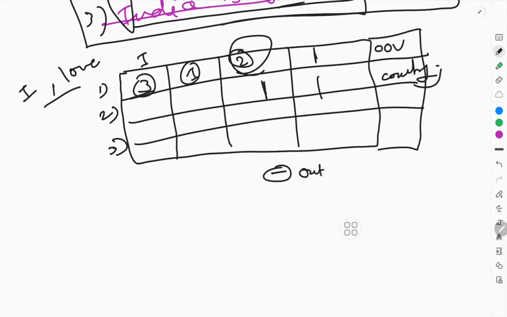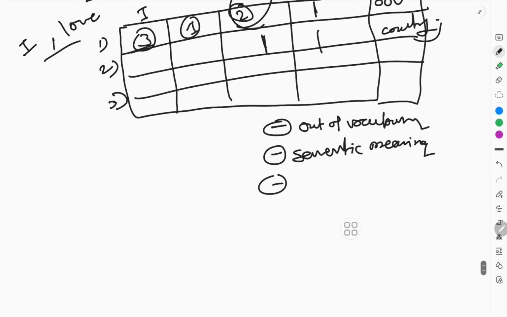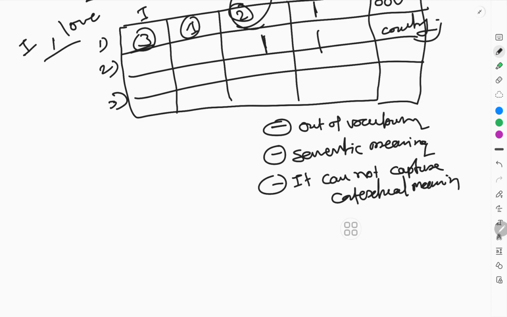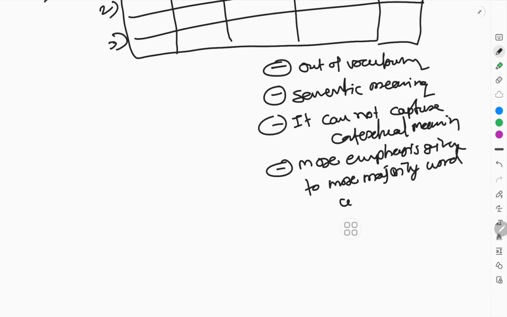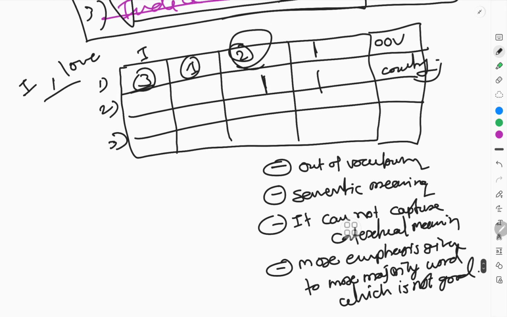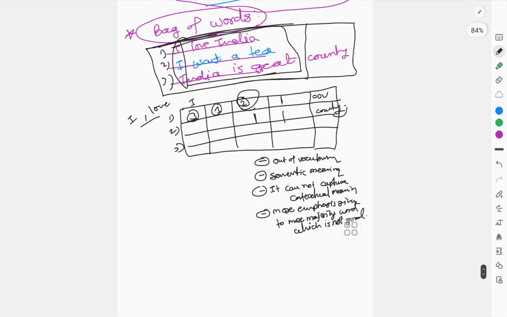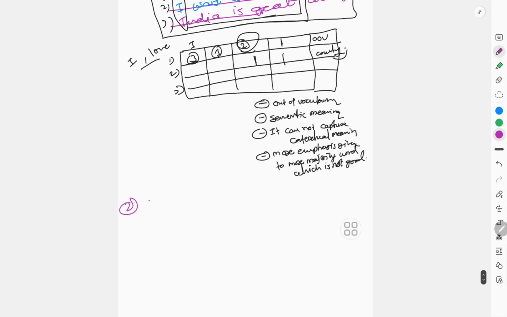So what are the drawbacks? Out of vocabulary issue, there is no semantic relation or semantic meaning, it cannot capture contextual meaning, and more emphasis is given to the majority words, which is not good. So to overcome these drawbacks of bag of words, a new method has come, and it is called TF-IDF.